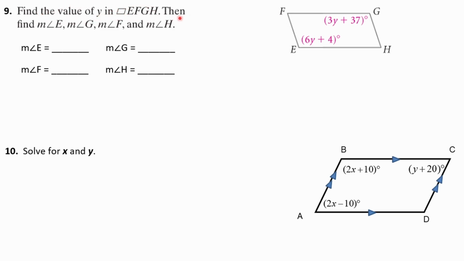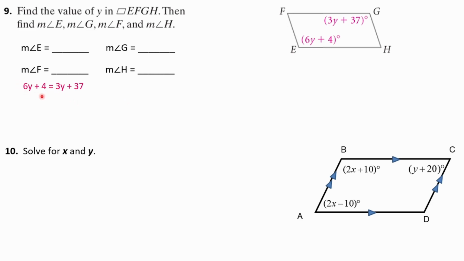Next, looking up at number 9, we're given this parallelogram EFGH, and it says to find the value of y in this parallelogram. So we have these two angles given to us, and then to go through and find the measure of each angle, angle E, G, F, and H. So because these two angles, E and G, are opposite one another, they will be congruent.